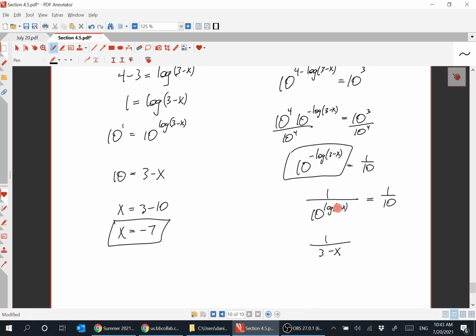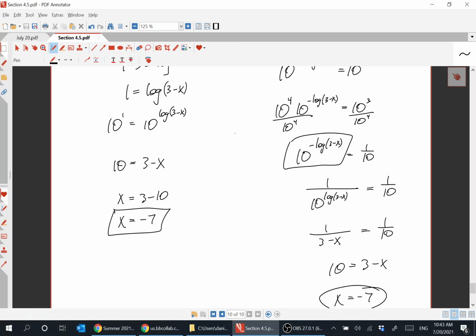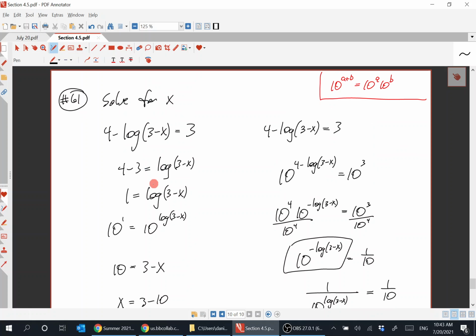So 1 over 10 to the log base 10 of 3 minus x is 1/10. So 1 over 3 minus x is 1/10. Cross multiply. So then x is equal to -7. That one didn't work out quite as well as the previous one, but it worked nonetheless. But I think probably this is more generally the way to go here. It seemed to work out much easier. Here, things seemed a lot more complicated, but it still works.